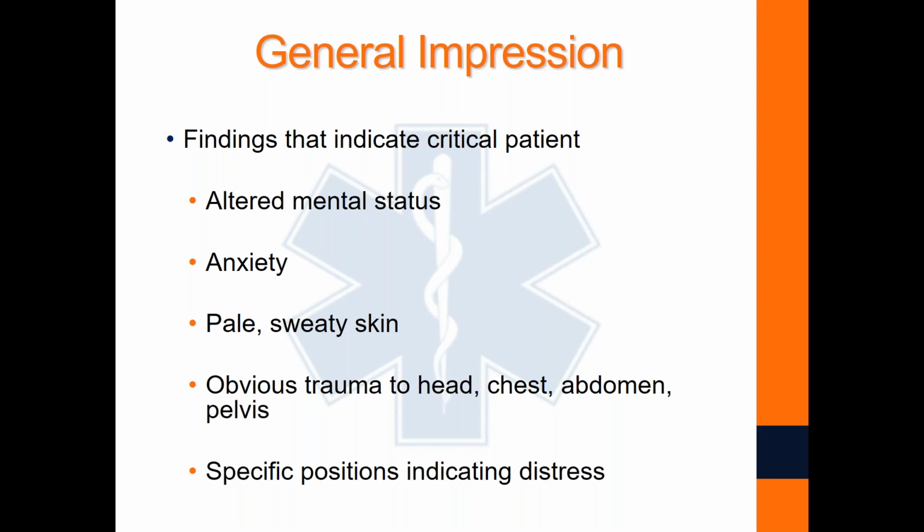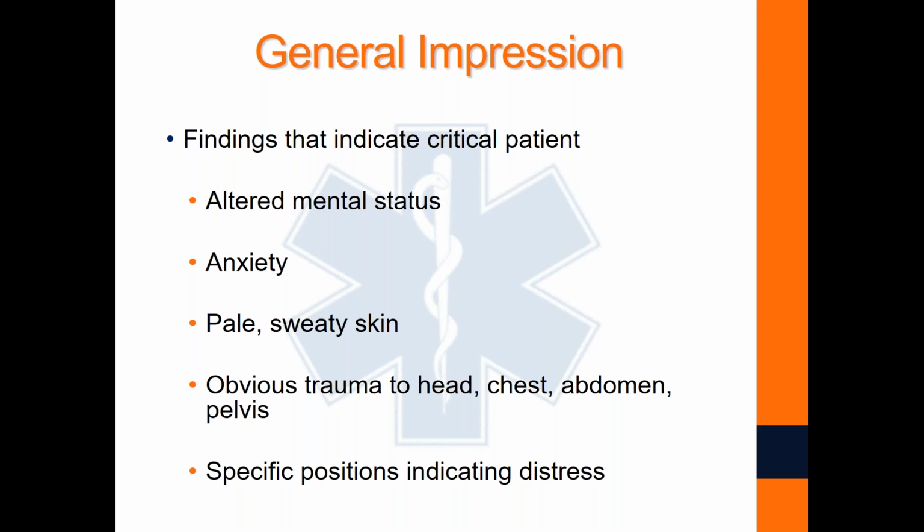Some other things other than mental status are a patient who is super, super anxious. Someone who looks scared out of their wits because they don't want to die. Pale and sweaty skin. People shouldn't just be sitting in their living room sweating profusely. People should be pink, warm, and dry when they're just sitting there minding their own business.